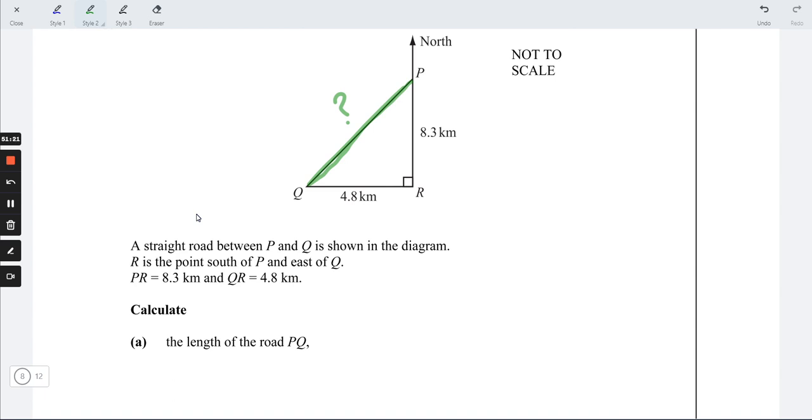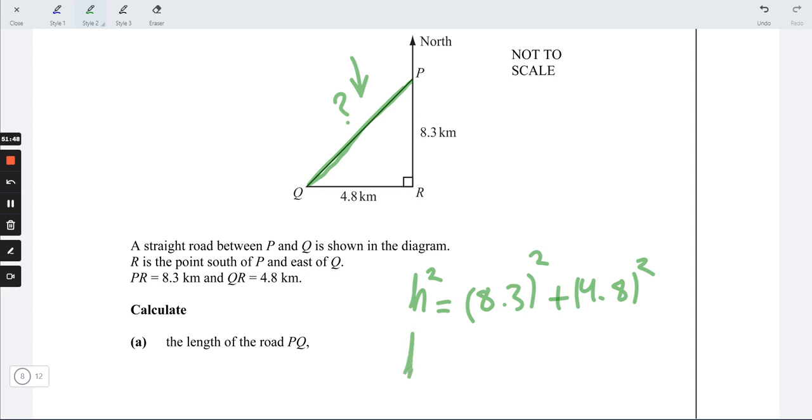Finding the length of the road, easy. It's a right angled triangle here, so we can use the Pythagoras theorem. What the Pythagoras theorem says: the hypotenuse here, this is the hypotenuse, so the hypotenuse h squared equals 8.3 squared plus 4.8 squared, which is h equals the square root of 8.3 squared plus 4.8 squared, using your calculator.